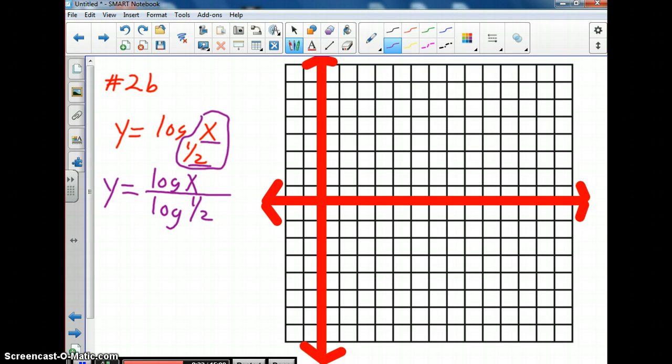Go type that in the calculator now. Type in y equals log of x, close the parenthesis, divided by log of 1/2, close the parenthesis, press enter, and suddenly you've got the graph. That's the graph.